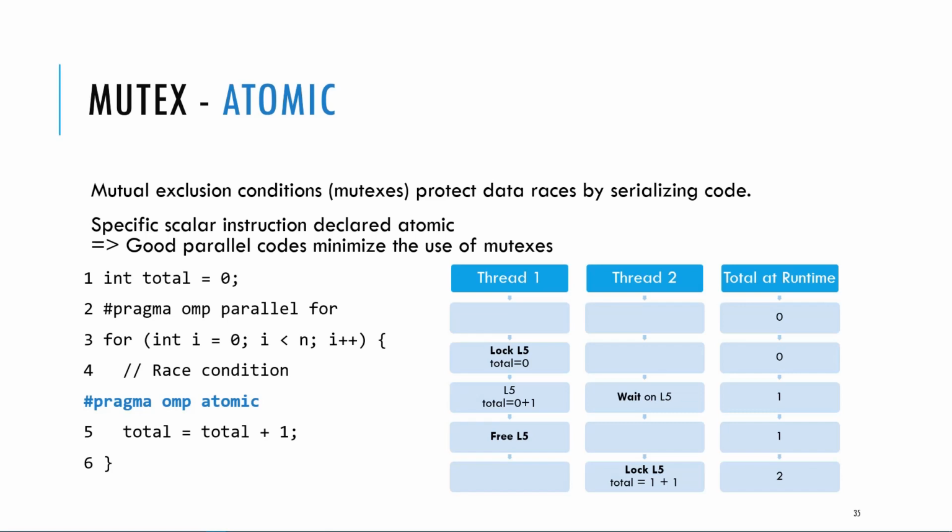So another way to handle mutexes is to declare just one specific scalar instruction as atomic.